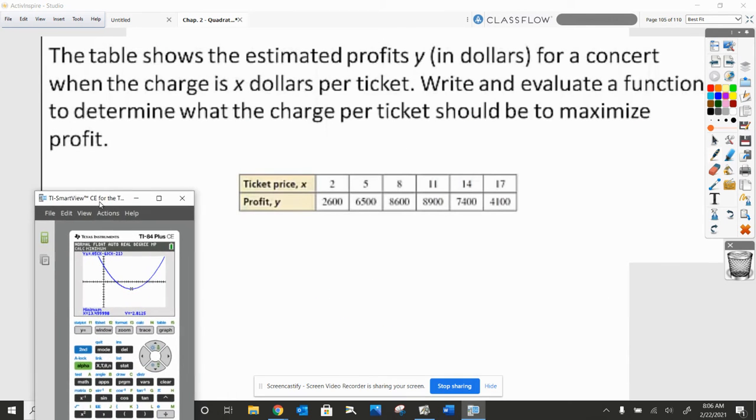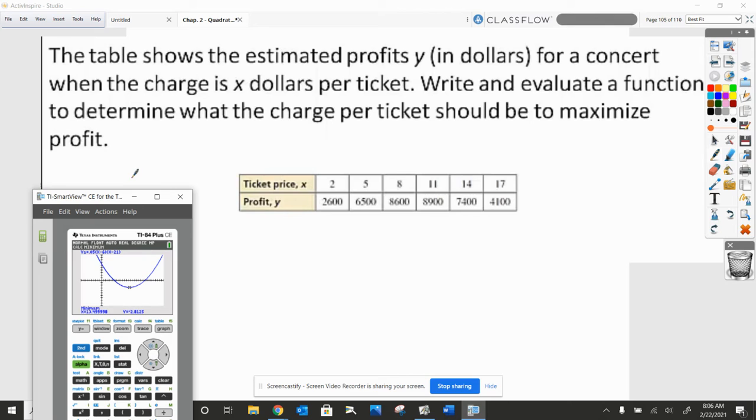Next one. The table shows the estimated profits in dollars for a concert when they charge X dollars per ticket. So if they charge $2 per ticket, this is their profit. $5 per ticket, this is their profit. And it has a parabolic motion there. Write an evaluated function to determine what the charge per ticket should be to maximize profit.